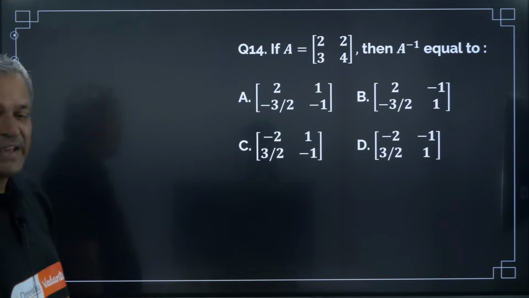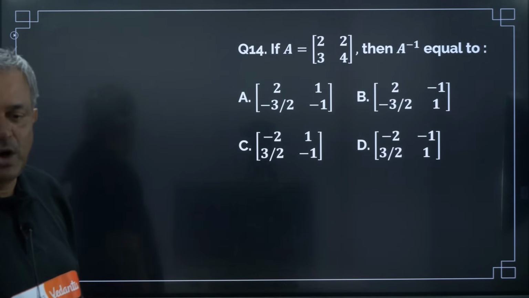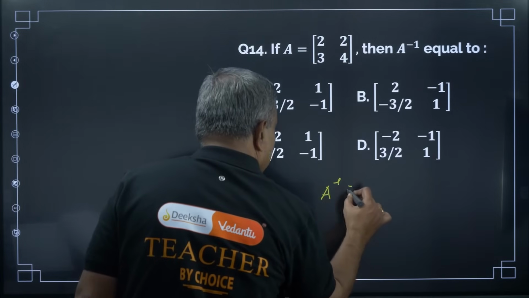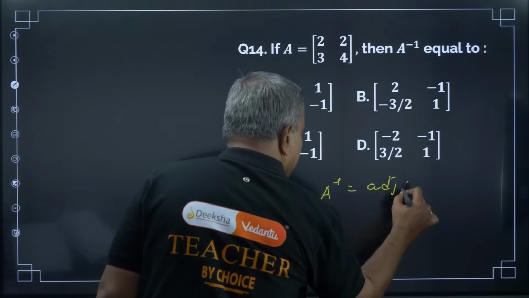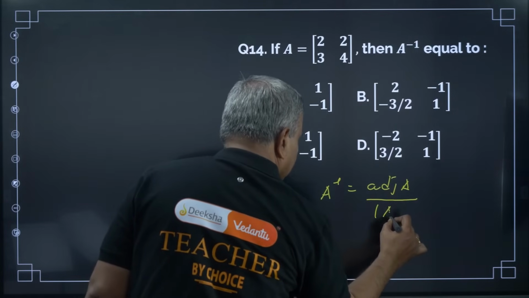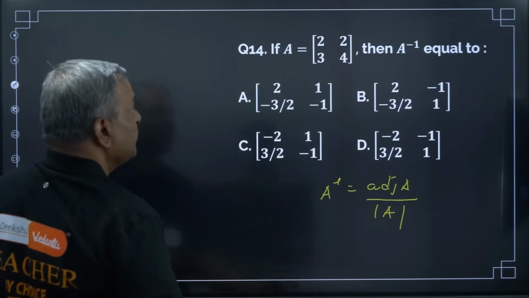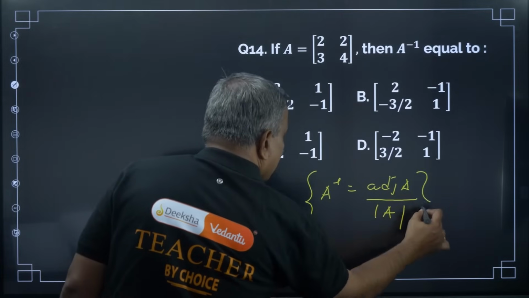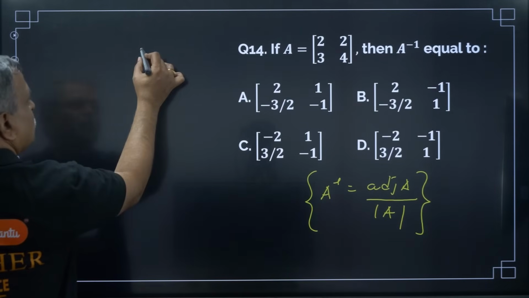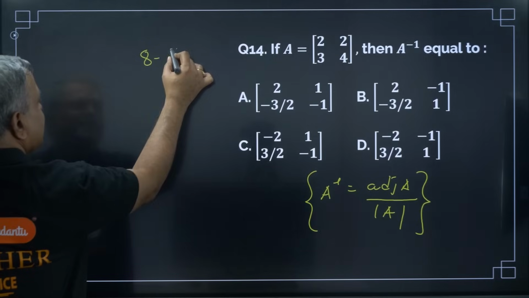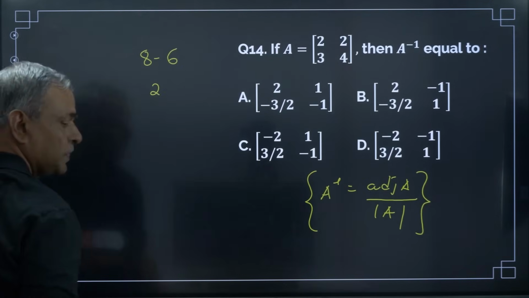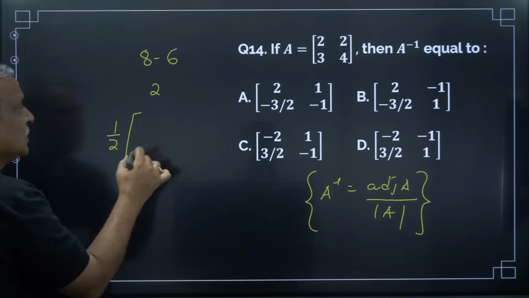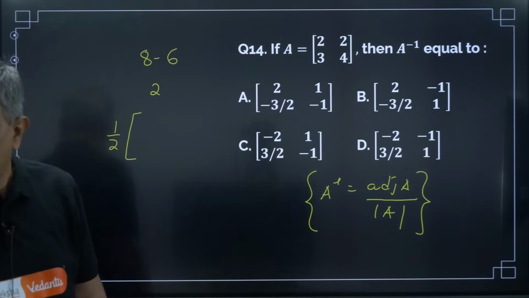Now A inverse is there. Before we solve this one, we must know what A inverse is. A inverse is equal to adjoint of A by det of A. Okay, what is det of A you get? This is the concept. So what is det of A? 4 2s are 8 minus 6, det of A is 2. So 1 by 2. Clear? 1 by 2 is the det of A.